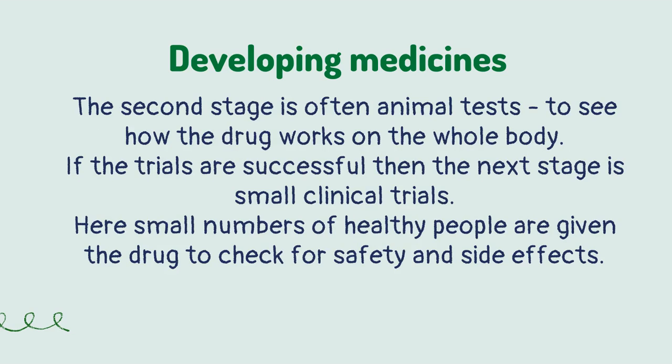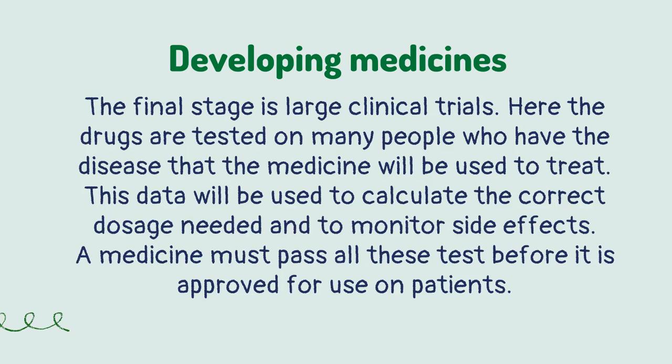If the trials are successful, then the next stage is small clinical trials. Here small numbers of healthy people are given the drug to check for safety and side effects. The final stage is large clinical trials. Here the drugs are tested on many people who have the disease that the medicine will be used to treat. This data will be used to calculate the correct dosage needed and to monitor side effects. A medicine must pass all these tests before it is approved for use on patients.